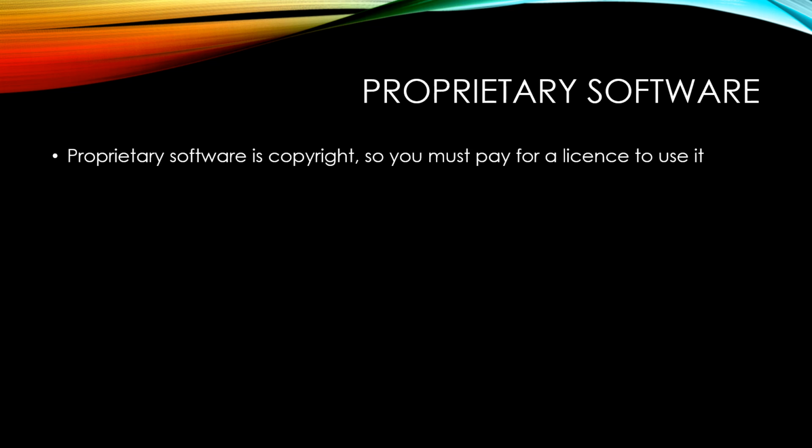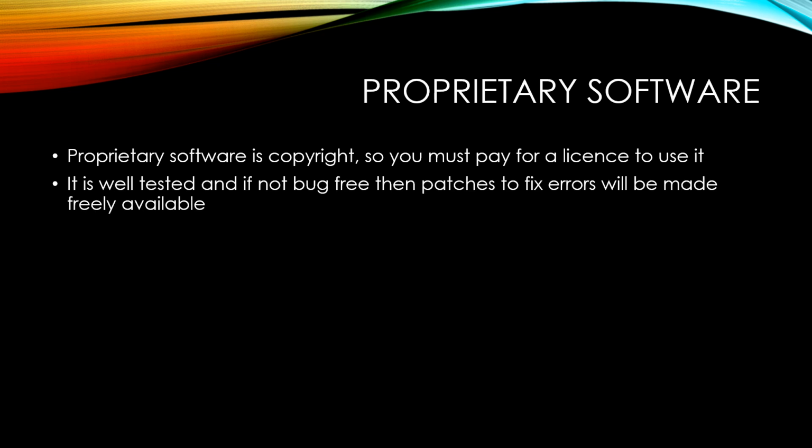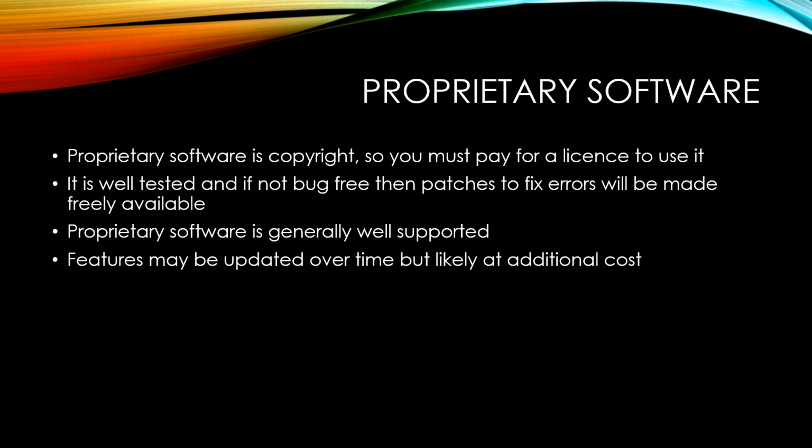Proprietary software is copyright, so you must pay for a license to use it. It's well tested, and if it's not already bug-free, then patches to fix errors will be made freely available. Proprietary software is generally well supported. It might have a helpline, or it might just have a whole pile of user guides for you to refer to. Features may be updated over time, but likely at an additional cost. This might be maintaining a subscription or having to buy a new version of the software.